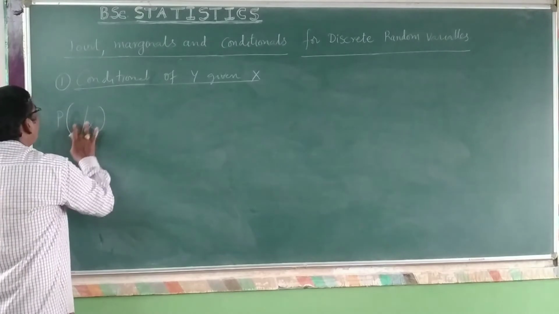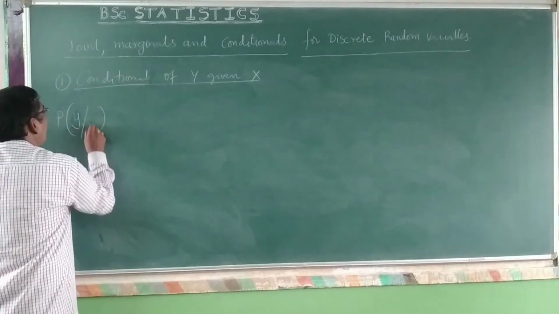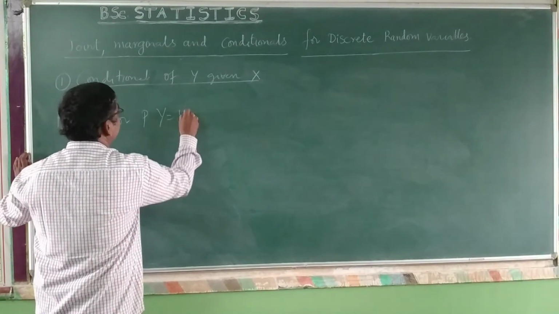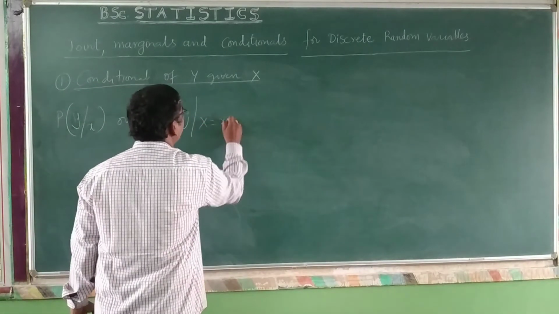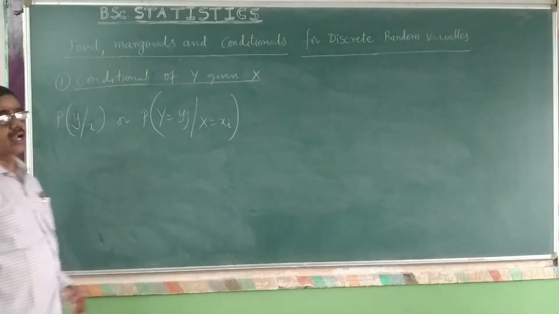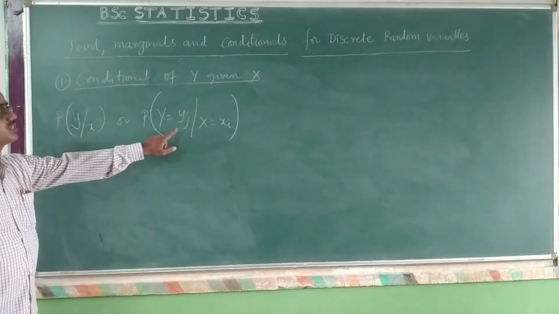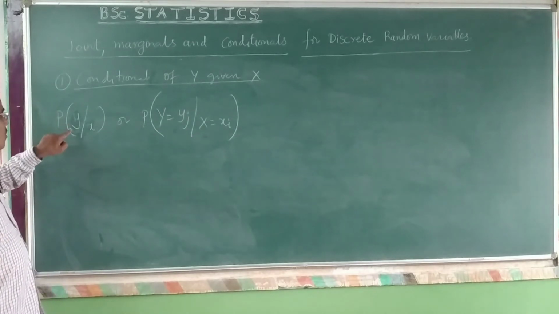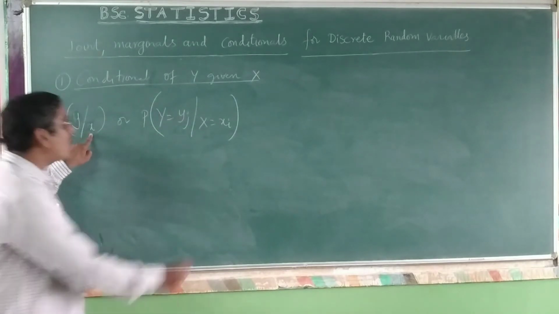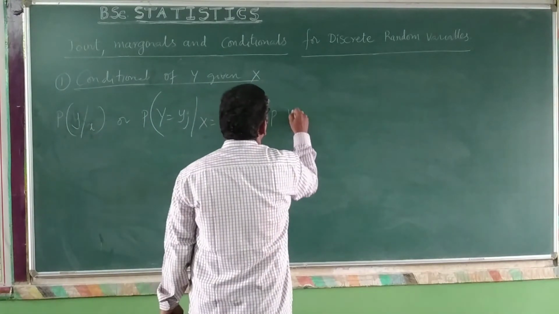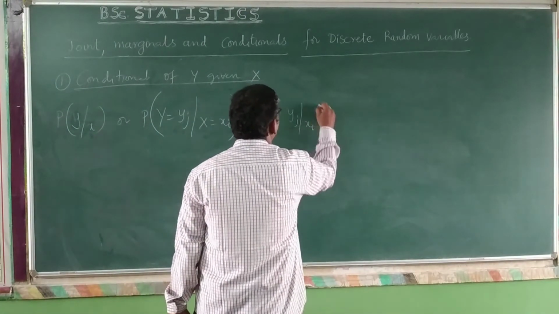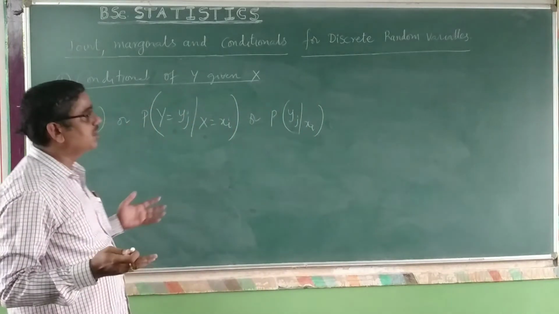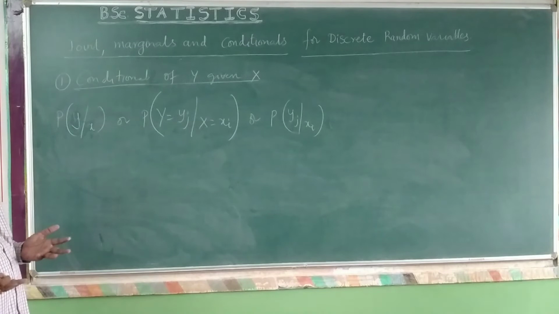If you write small letters, it is better to understand. We can write probability of y is equal to yj given x is equal to xi. This is another notation for the conditional. Or if you want, you can write probability of y given x, or also probability of yj given xi. These are the various notations for the conditional function.